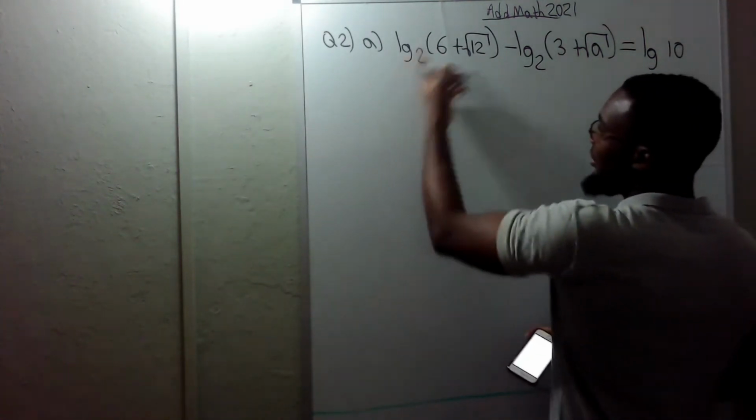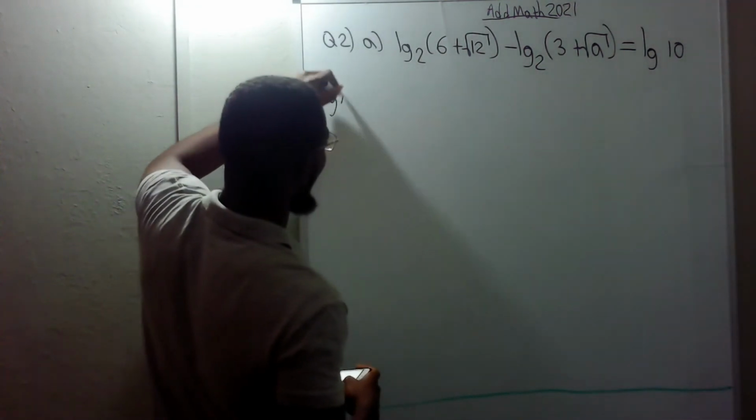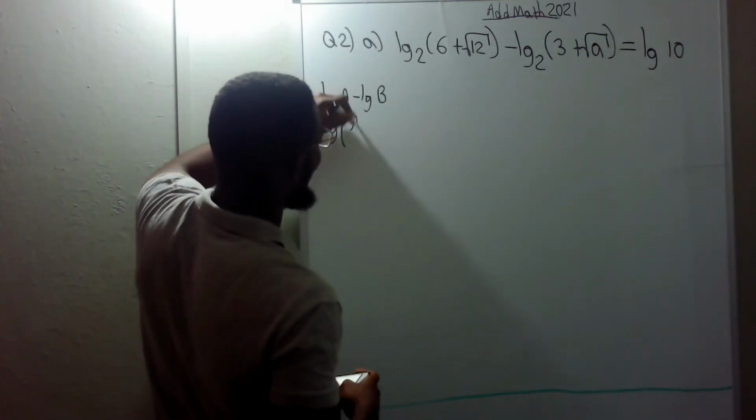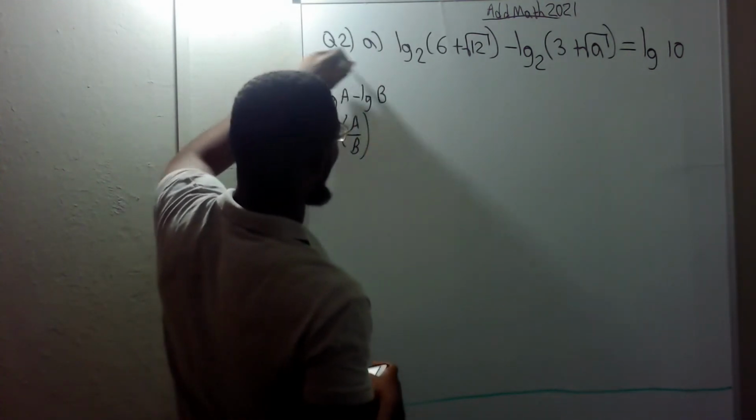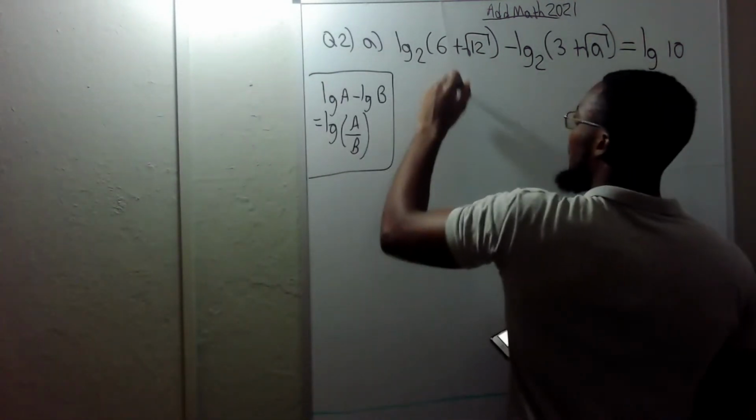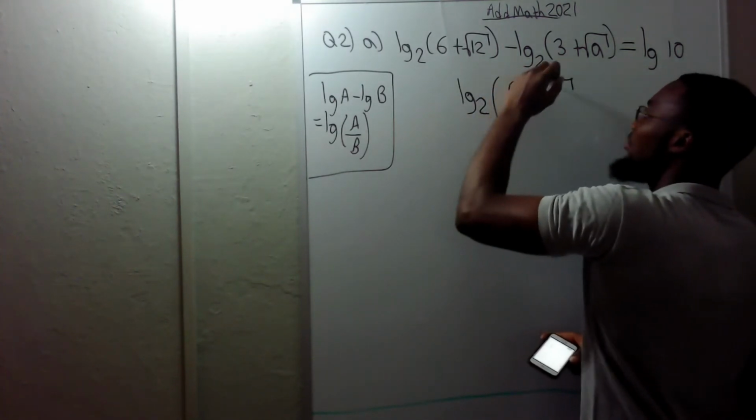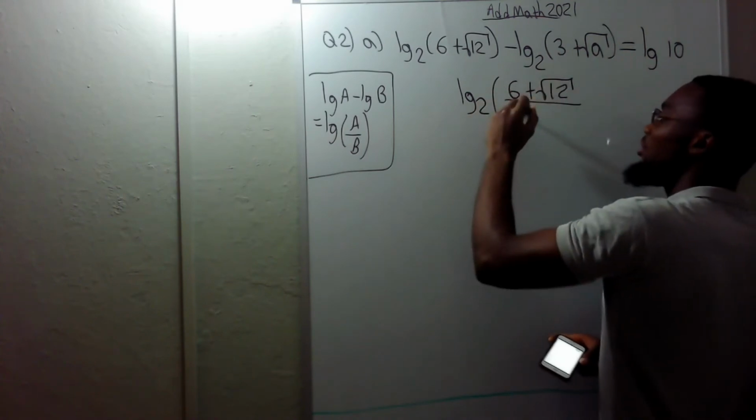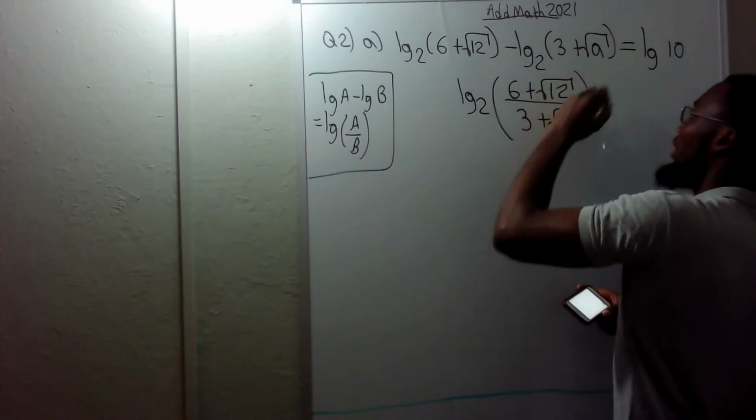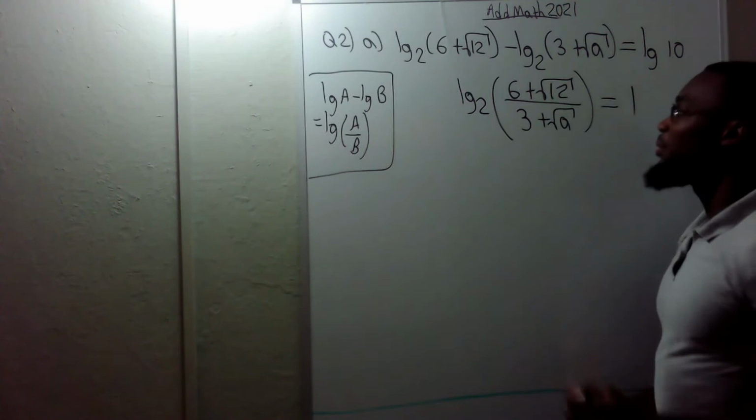So we need to remember the rule that tells us, log A minus log B is the log of A over B. Remember that rule. Once you remember that rule, this becomes log to base 2 of A, which is 6 plus root 12, divided by B, which is 3 plus root a. And this is equal to the log of 10, which is 1. So we can just put 1.